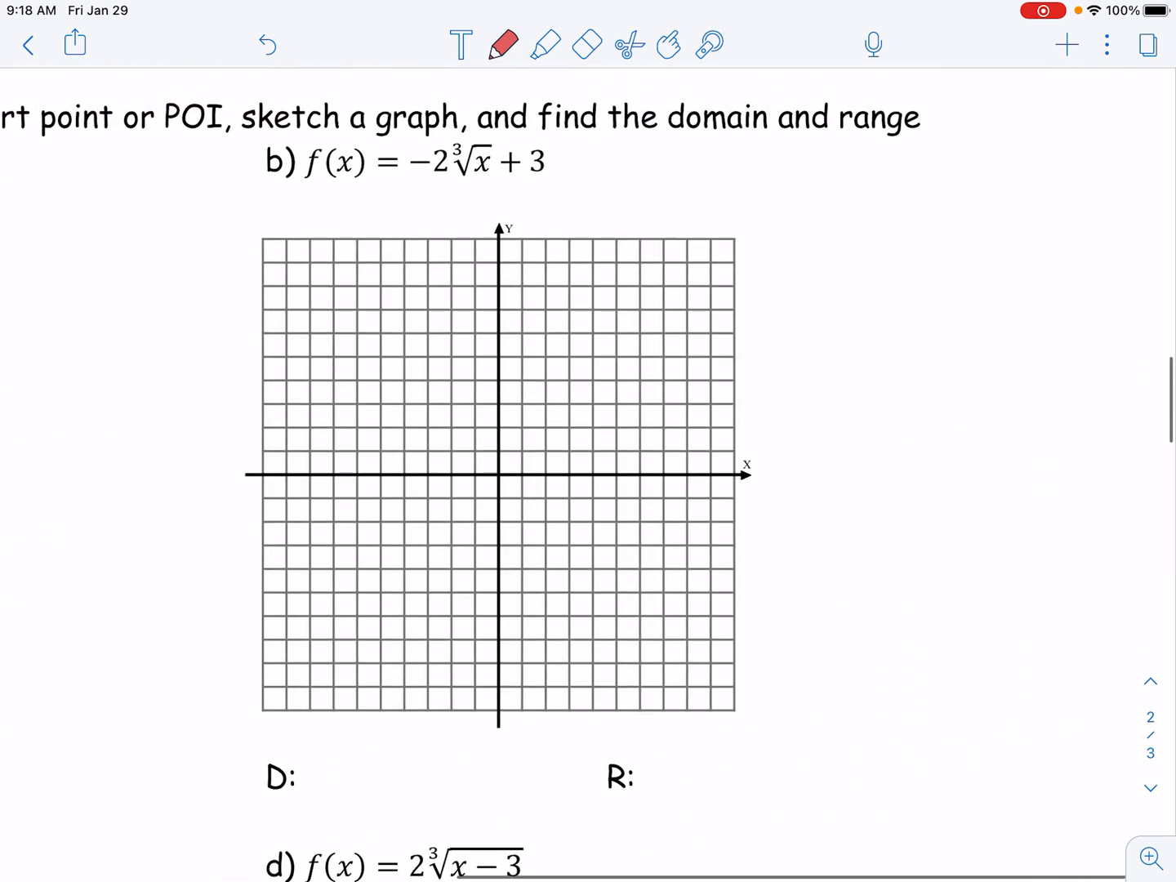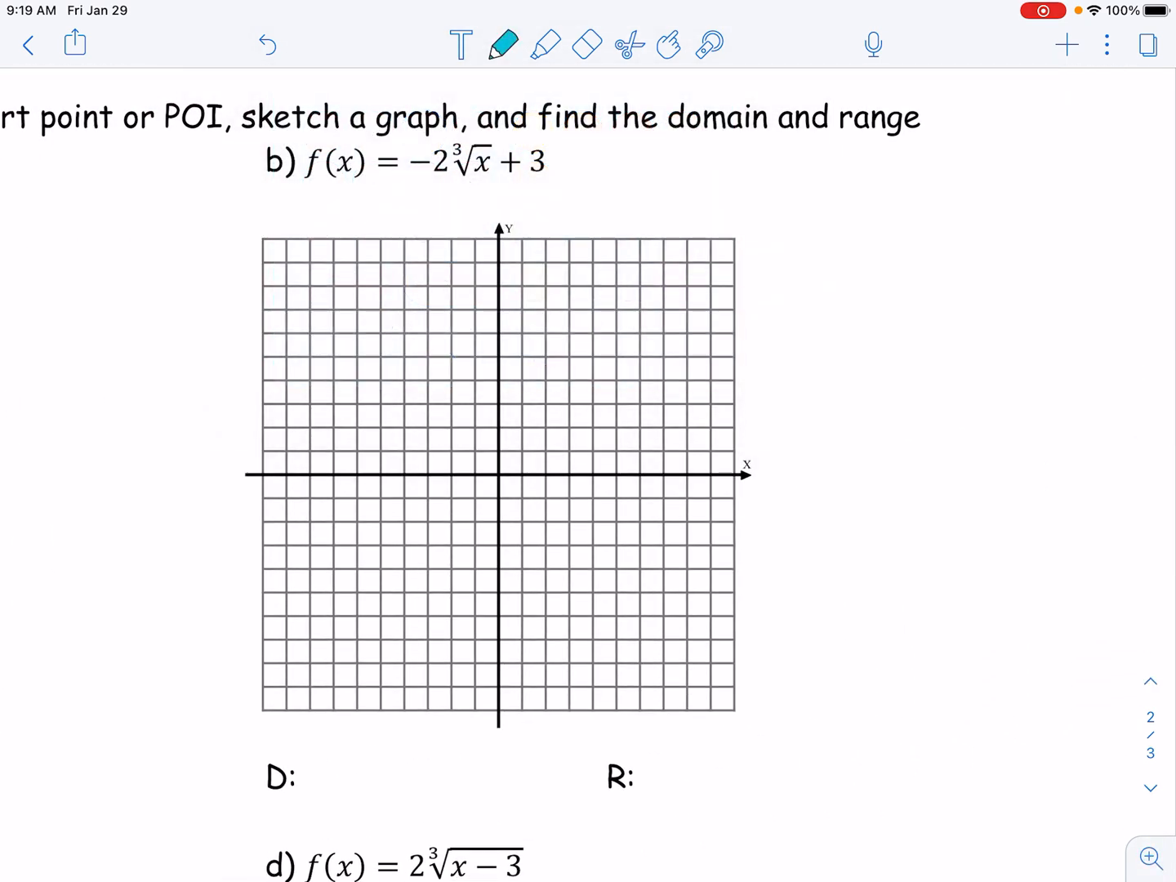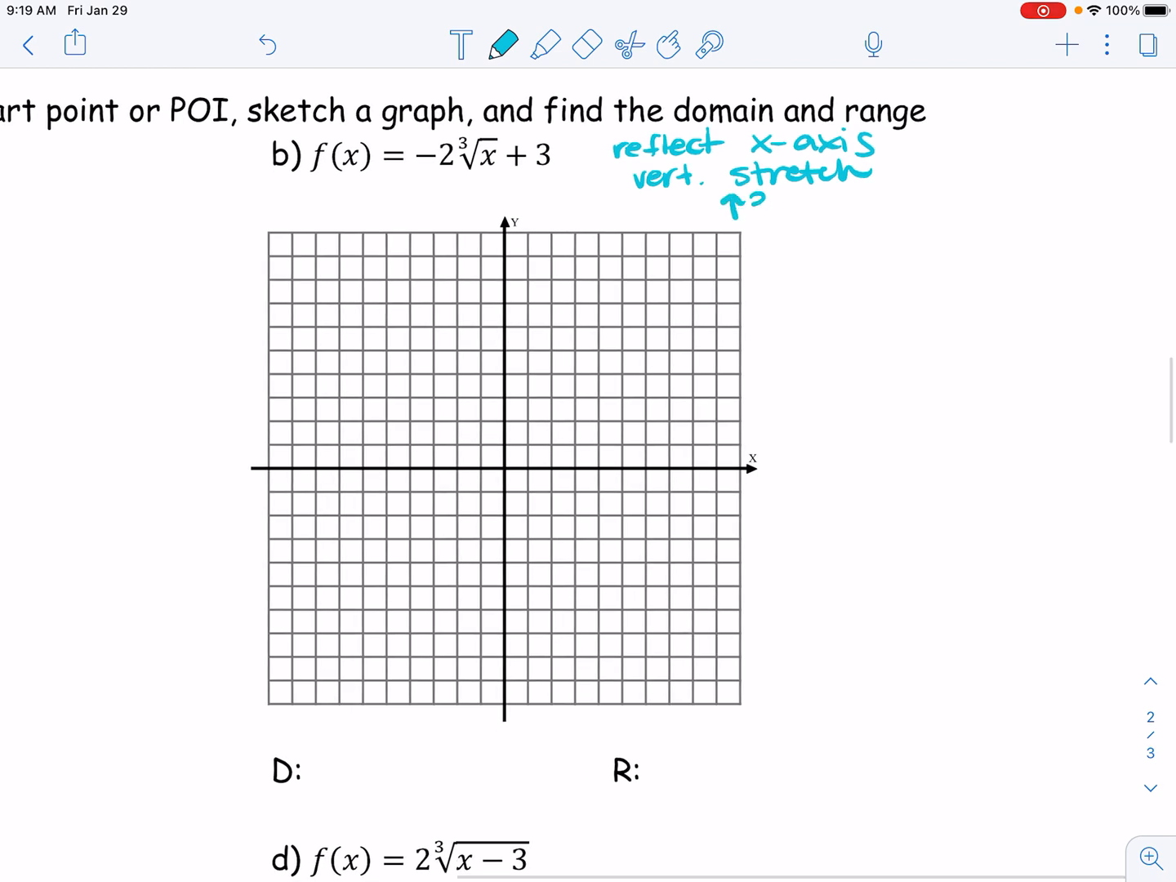Let's go ahead and switch to the cubic root, excuse me. Negative in front means I'm reflecting over the x-axis. 2 in front, vertical stretch. Plus 3 is on the outside, so that means we're going up 3 units. So my point of inflection is going to be at 0, 3.